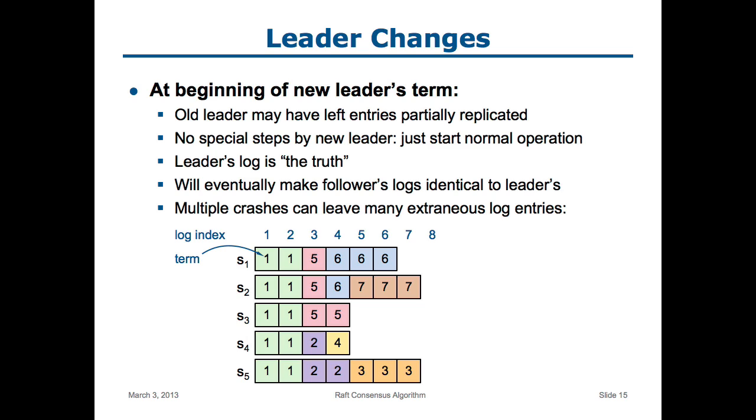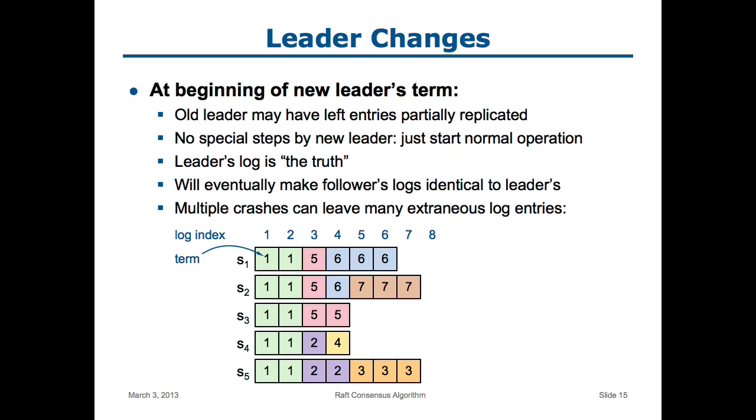And the cleanup has to happen during the normal operation. Now, the reason for this is that when a new leader comes up, some of the other machines may be down. And so there's no way it can clean up their logs right away. It has to be able to resume operation, even if some machines are down. And it could be a long time before those machines come back up again. So we have to design the system so that the normal operation eventually converges all of the logs.